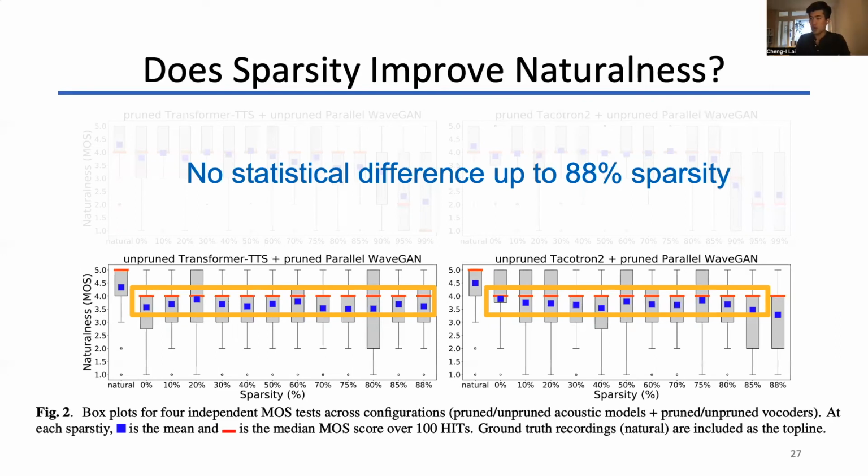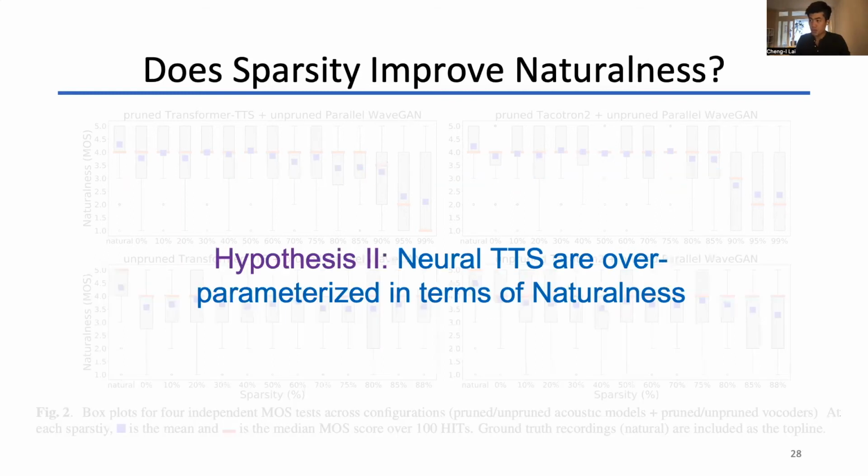The bottom plots are the original Transformer TTS and Tacotron 2 paired with a pruned Parallel WaveGAN. There is no statistical difference up to 88% sparsity in terms of naturalness. So this leads us to the second hypothesis that neural TTS models are overparameterized in terms of naturalness.